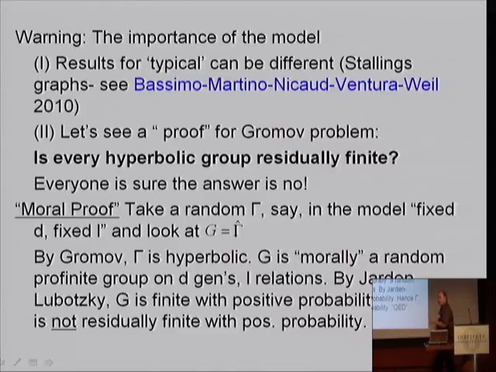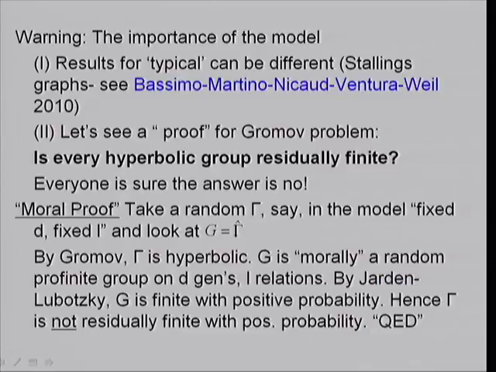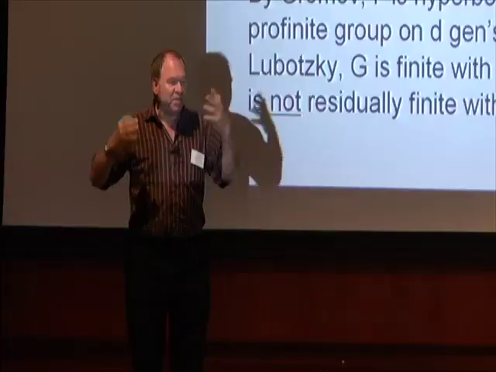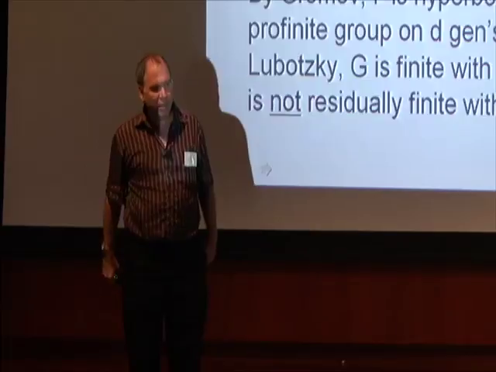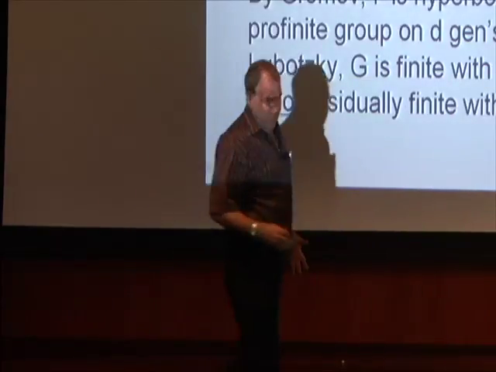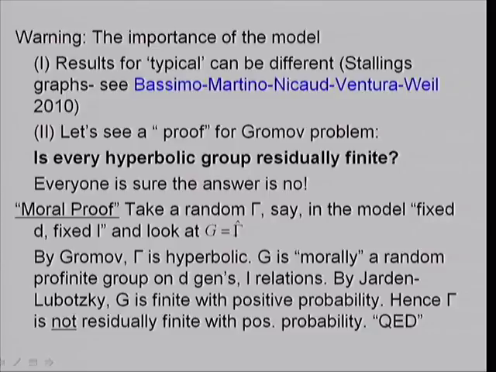Namely, is it true that for every hyperbolic group, the intersection of the finite index subgroups is the identity? The kind of examples of hyperbolic groups that we meet on the street are residually finite. The others are obtained by this random method. You remember I mentioned that most of the random groups in some sense are hyperbolic. And about them, we don't know. But it's very tempting to try to say, well, let's see if a random group is residually finite or not. The problem is that we don't really know, but let me show you a moral proof. This is not a proof, but something which suggests very strongly.